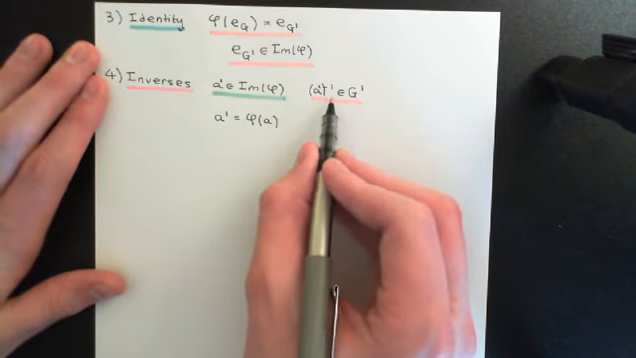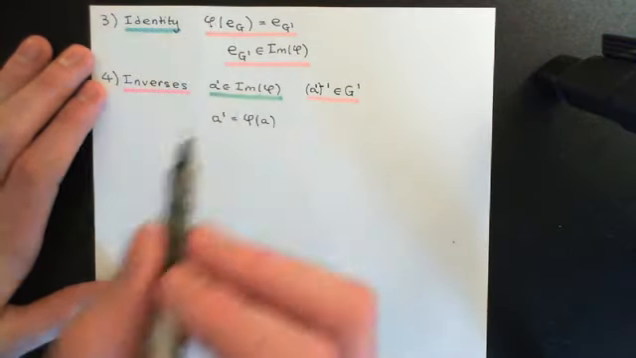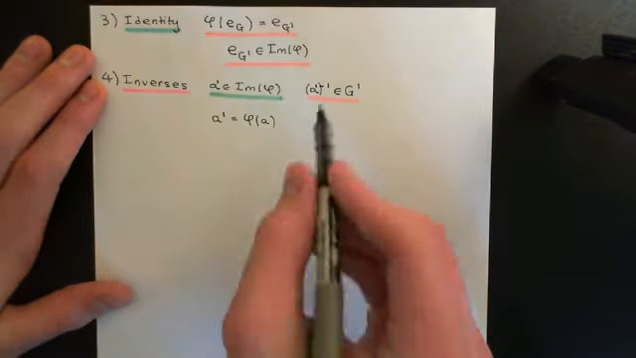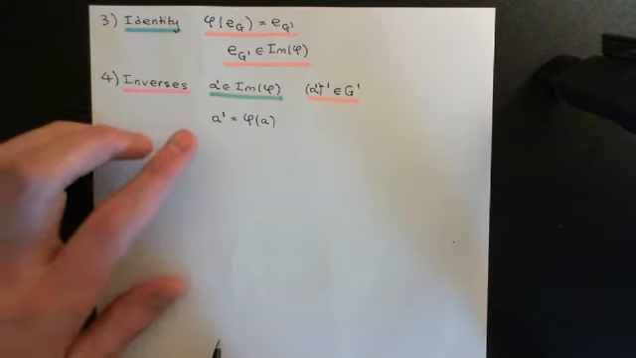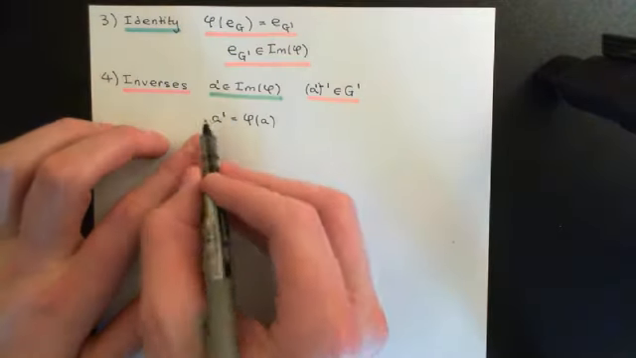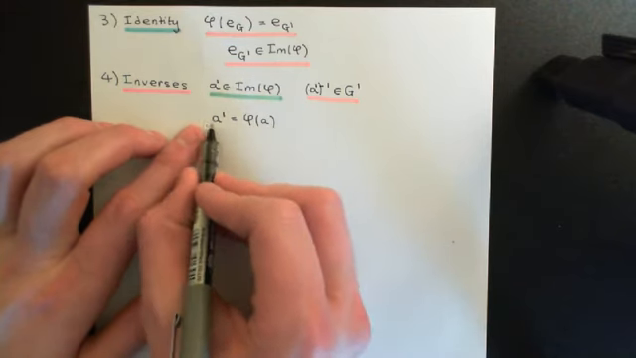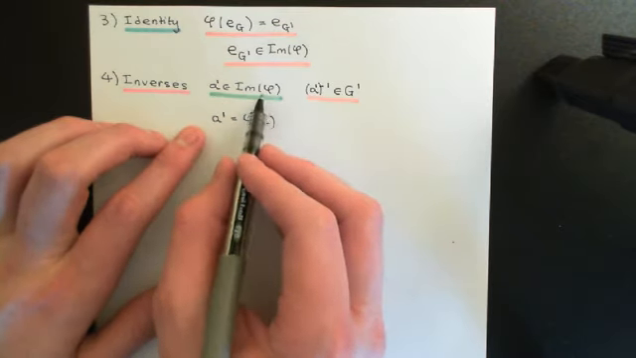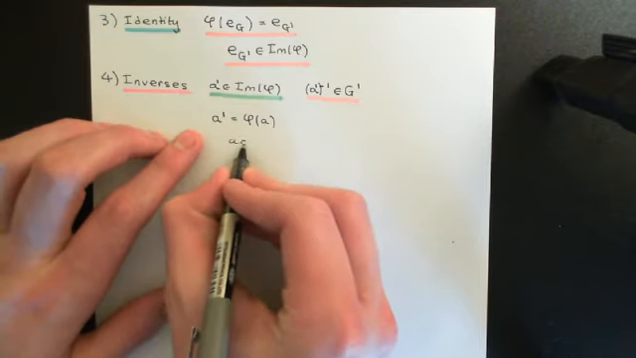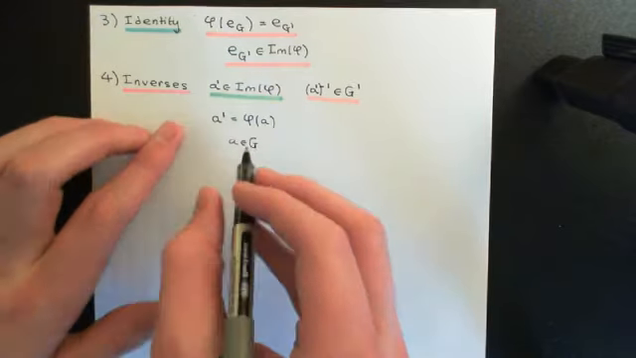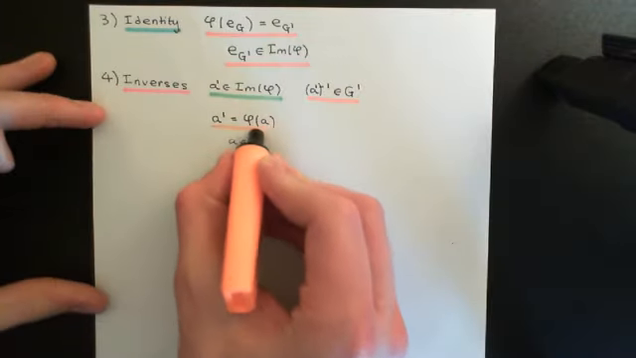So what I want to show is that this inverse element for this arbitrary little a prime, which is in my image of the homomorphism, is also in the image of the homomorphism. What I can now do is write little a prime as equal to phi of some a. Because little a prime is in the image of the homomorphism, I can write it as phi of some little a, where little a is an element of my domain group. We've seen that argument before, when we were doing closure.